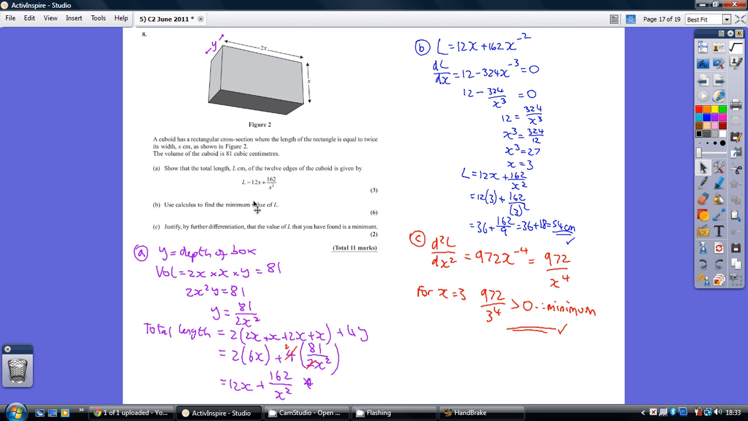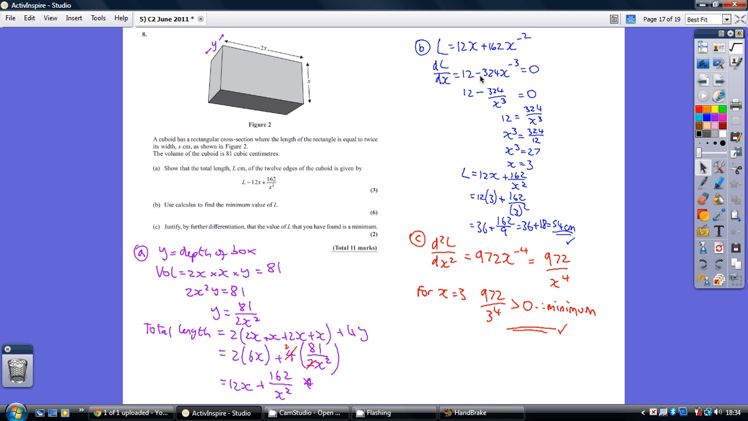Now part B are using calculus to find the minimum, so remember we need to differentiate for this. So let's start off by getting L in a format ready to differentiate. So taking the x squared to the top, we can think of 162 over x squared as being 162x to the minus 2. So this version of L is a lot easier to differentiate. So differentiating that, we get this.